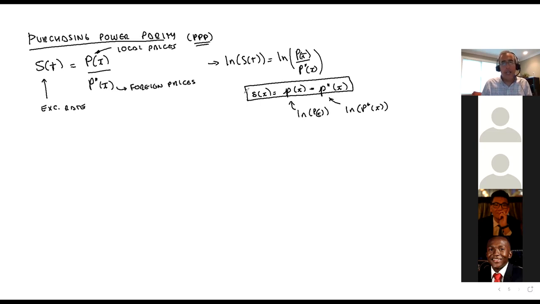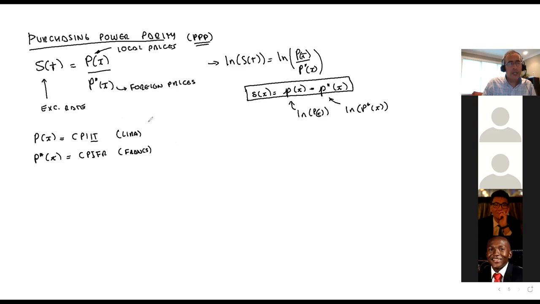Now, for us, guys, local prices, so let's define something. Pt for us is going to be the CPI for Italy. IT is Italy. P star t is going to be the CPI for France. So the data, guys, comes from a long time ago. Here the currency was liras and the currency here was francs.